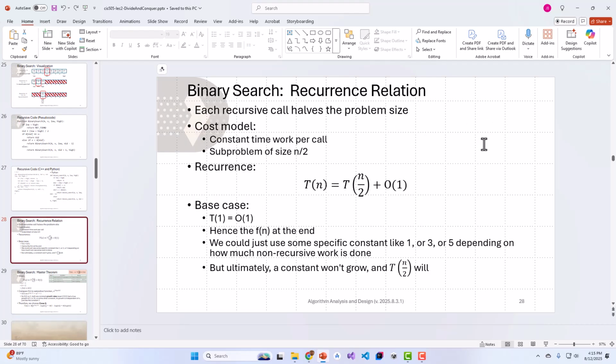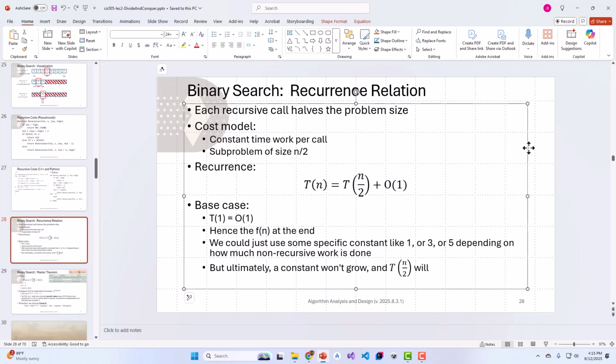All right, the binary search recurrence relation looks like this. Each recursive call halves the problem size. The cost model is that we have constant time work per call. The subproblems are of size n over 2 because we are dividing the workspace approximately in half each time, give or take 1. So that means the recurrence is T of n over 2 plus big O of 1.